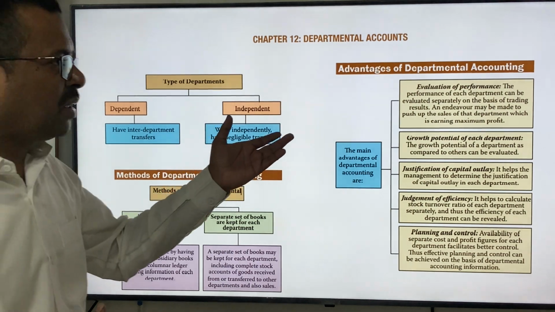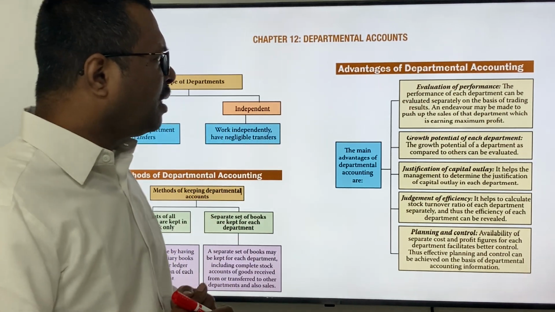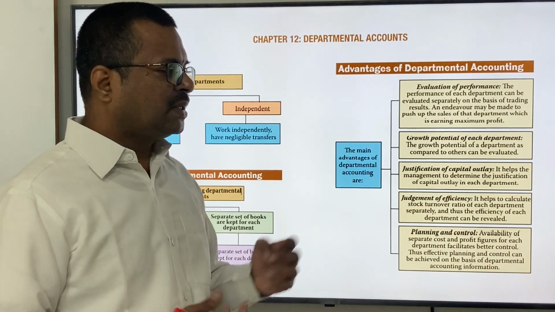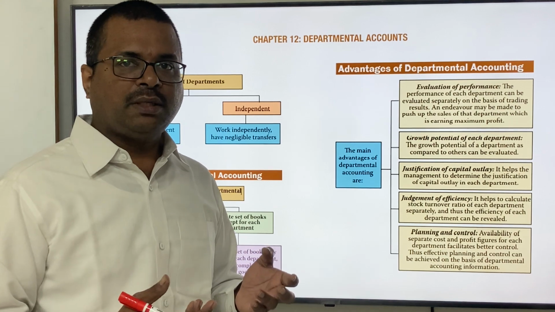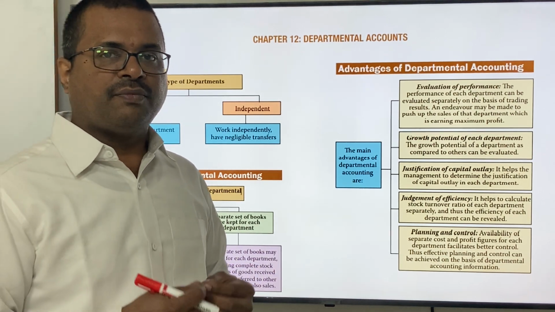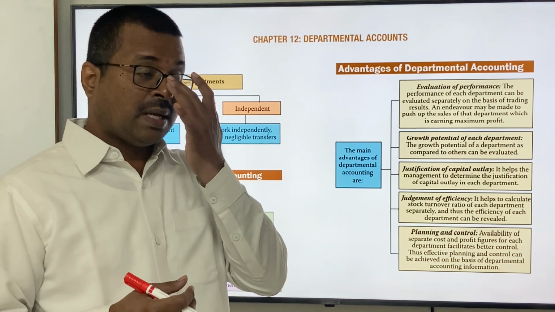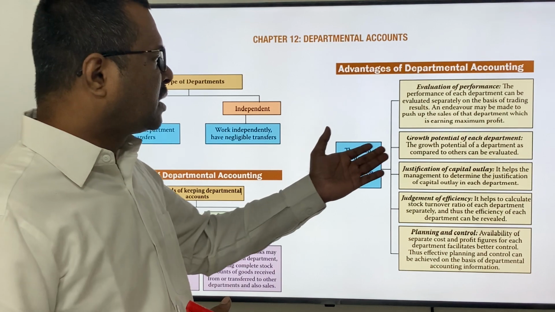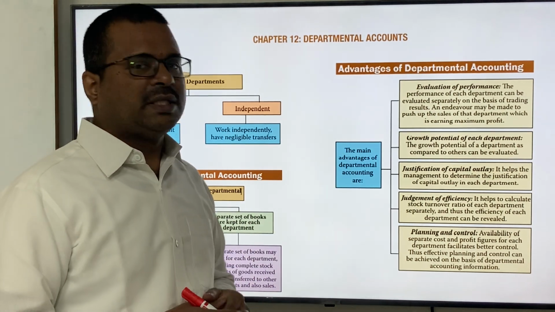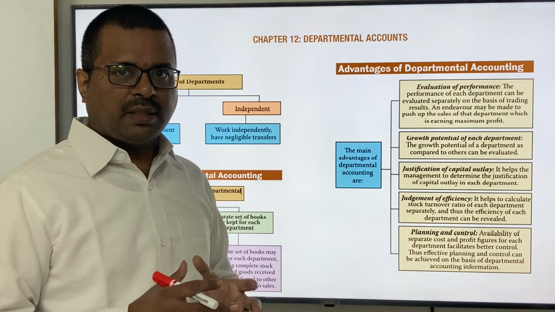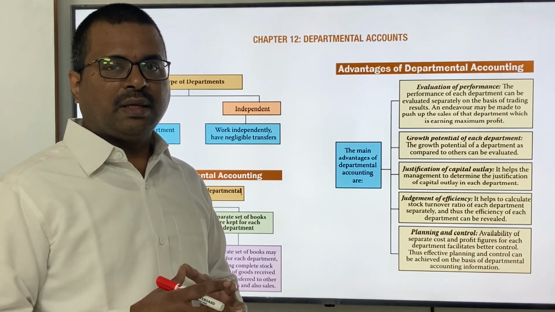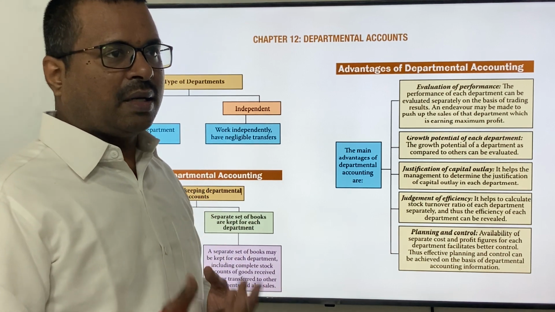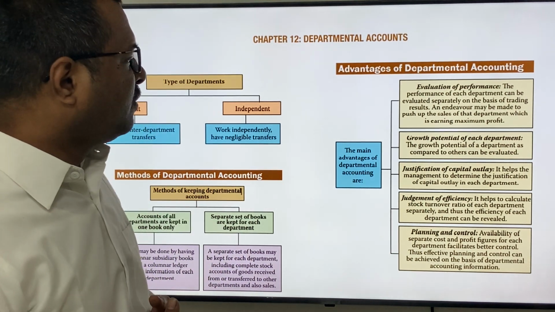Now let us understand what the advantages of departmental accounting are. Evaluation of performance: this we have discussed, that it will be easy for the management to have information if accounting is prepared on a department basis, and accordingly they can evaluate the performance of the respective department. And next, growth potential of each department. When the accounts are maintained separately, they can be easily compared with other departments and evaluated. Justification of capital outlay.